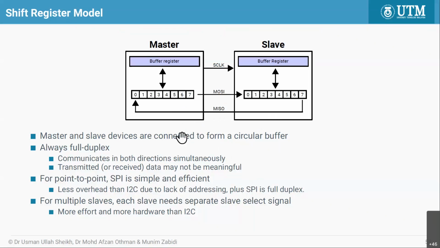But if you have multiple slaves, like in this example later, maybe you have 3 slaves on the same board, then it's slightly more complex because you must have a separate slave select signal. So you have to choose which slave you want to communicate with, and you talk to that device only.